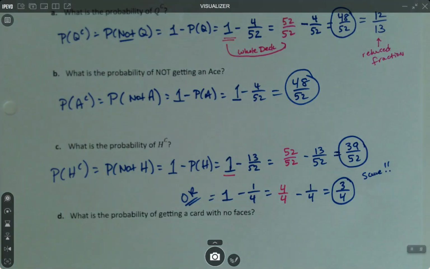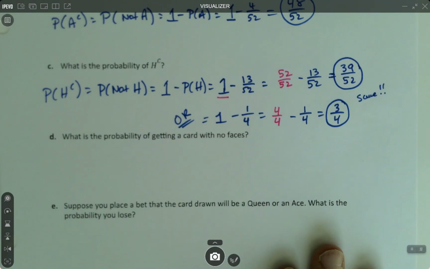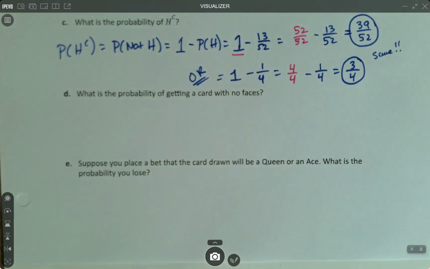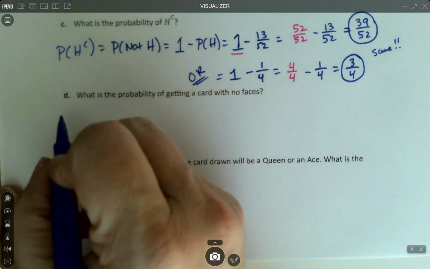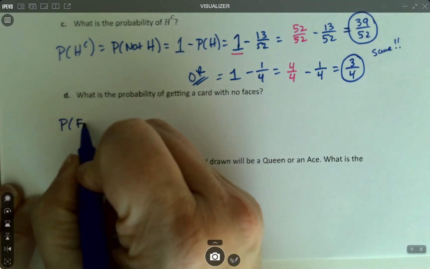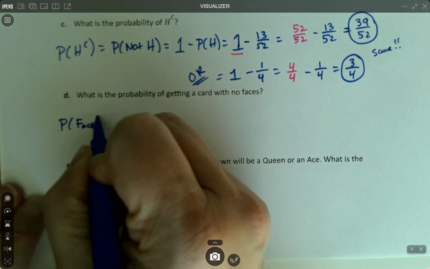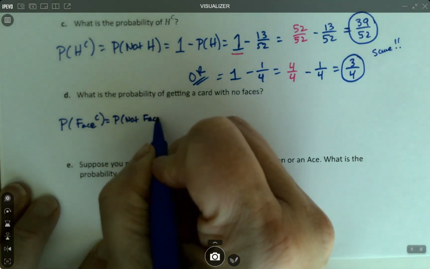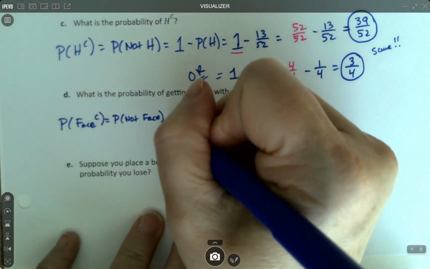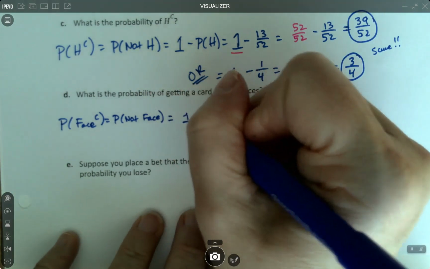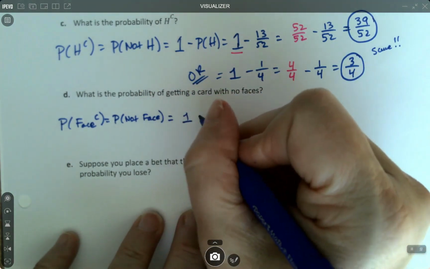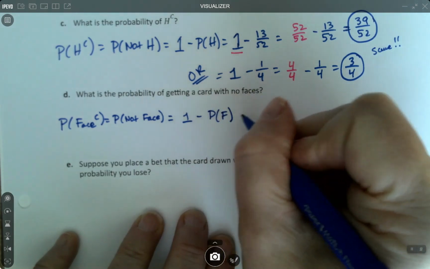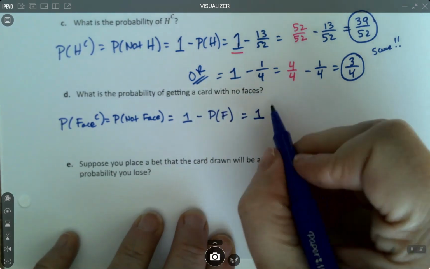All right. Now, what about not getting a face card? So what's the probability of no face card? All right. Well, the probability of face complement, which is the probability of not getting a face card. And if you're thinking, do I have to show all this work all the time? The answer is no, not necessarily. But for your notes, you want to write it all down because you want to be able to refer back to this and know what you were doing.